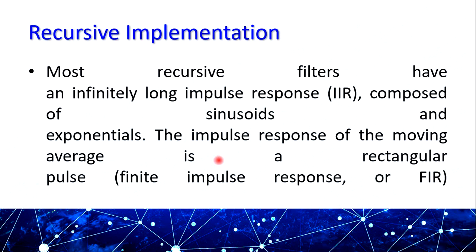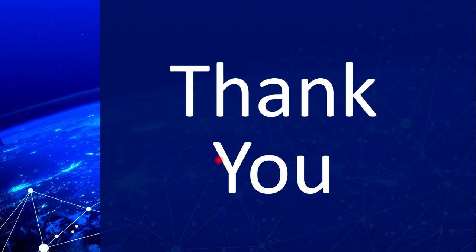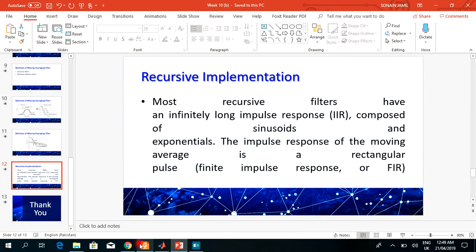Now, if we want to implement a moving averaging filter, how can we implement it? Another method is recursive implementation. Most recursive filters have an infinitely long impulse response, IIR, composed of sinusoids and exponentials. The impulse response of the moving averaging filter is a rectangular pulse, as I told you. If we want to see the example in the book, it will be like this.